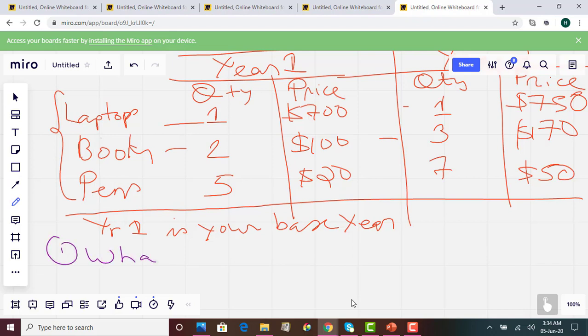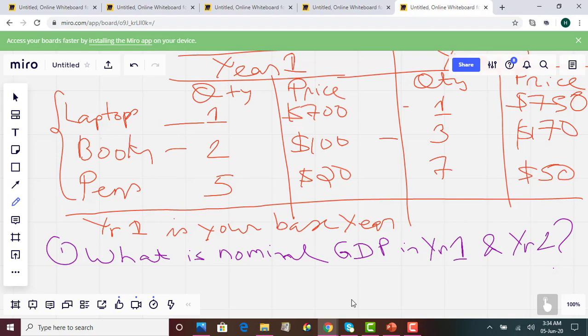What is nominal GDP? We are trying to calculate GDP. So what is nominal GDP in year 1 and year 2? These are two separate questions. We are trying to find out the nominal GDP in year 1, and we are trying to find out the nominal GDP in year 2.